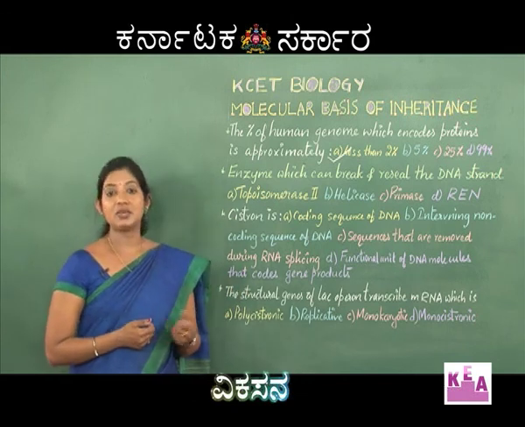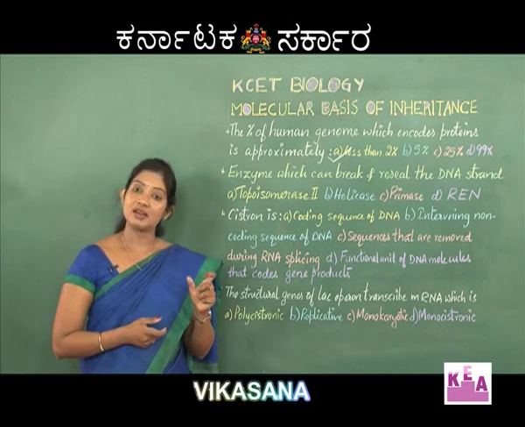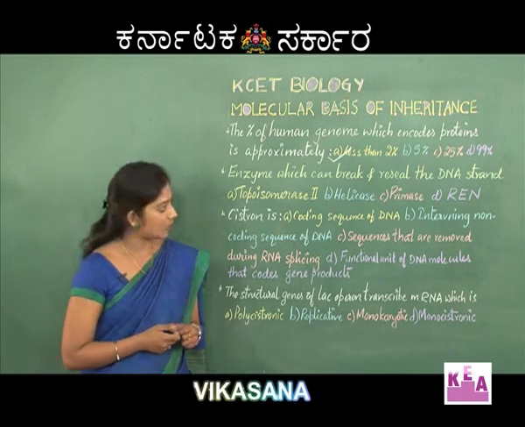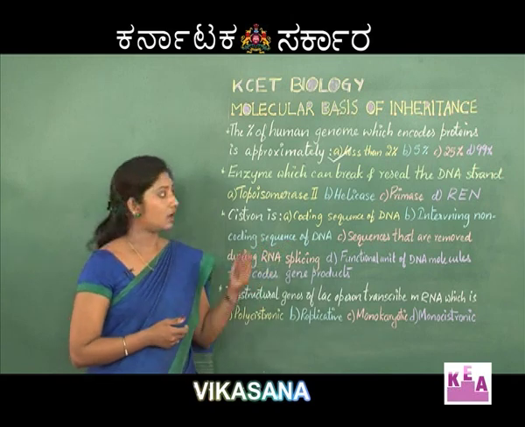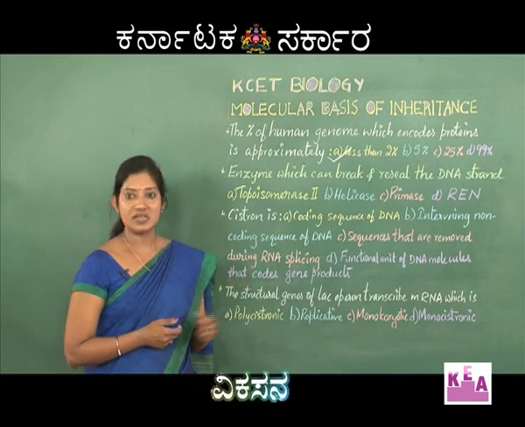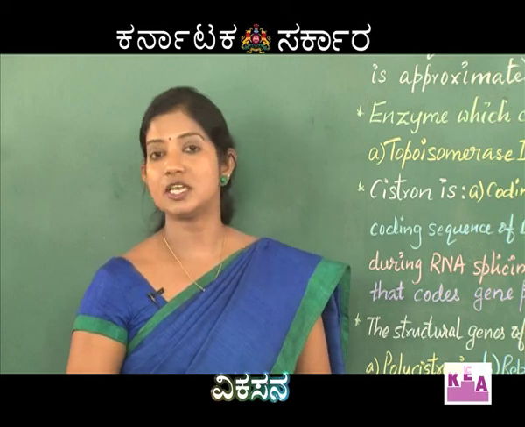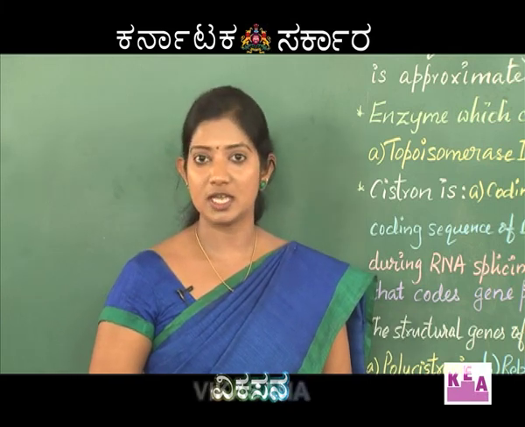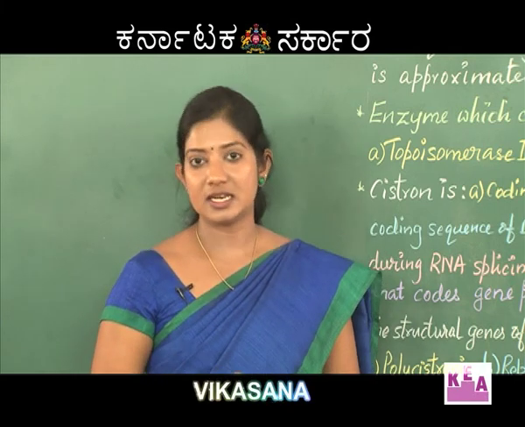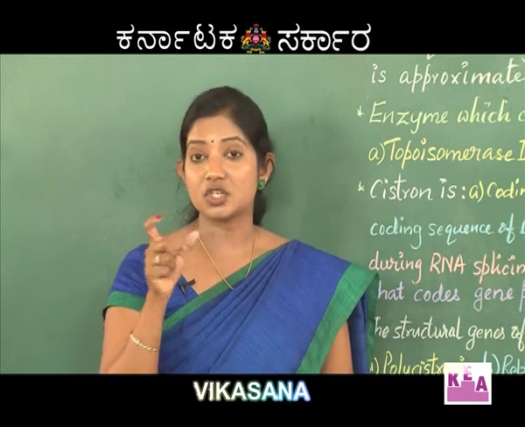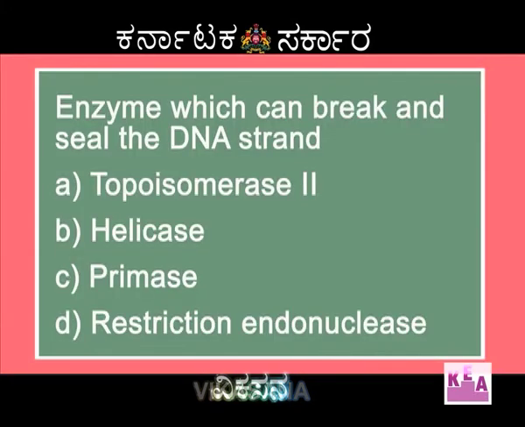Primase is basically an RNA synthesizing enzyme. REN, what we call restriction endonuclease, is an enzyme which is involved in biotechnology for cutting the DNA at the restriction sites. The right answer over here is option A, topoisomerase 2.